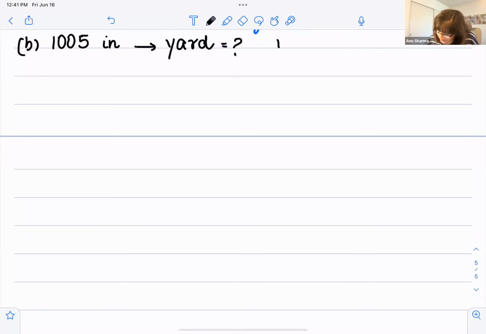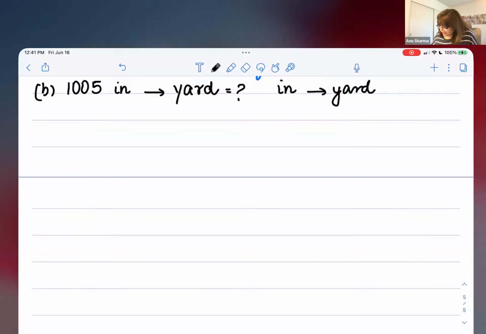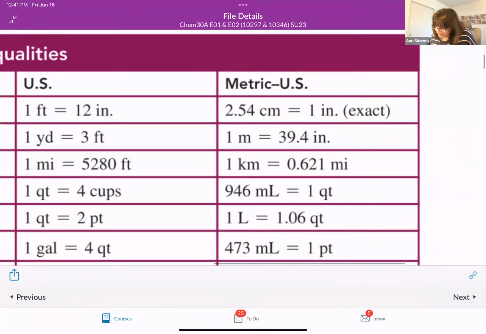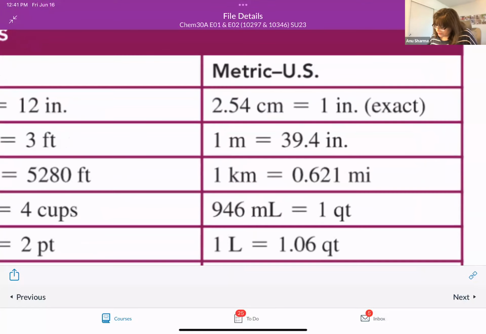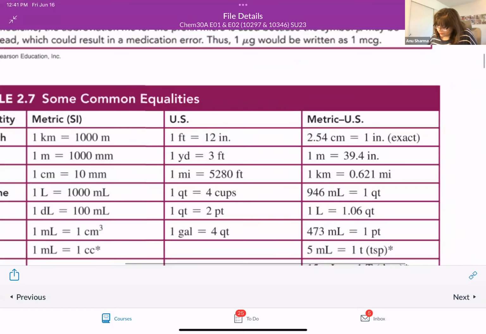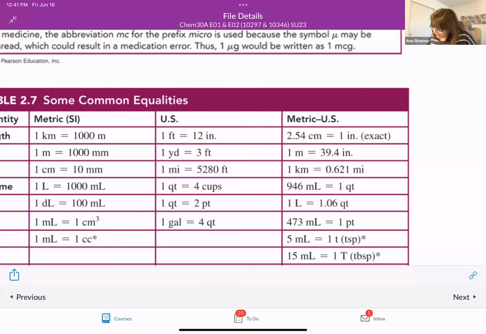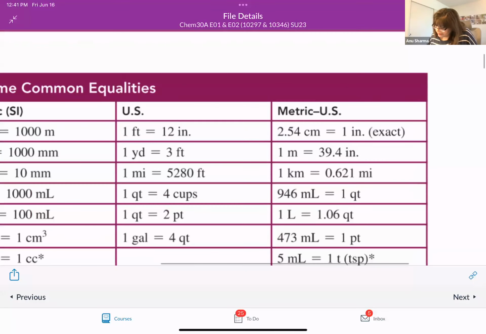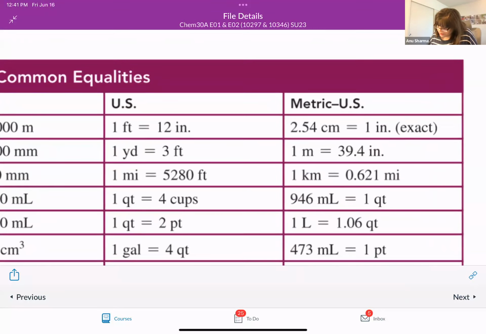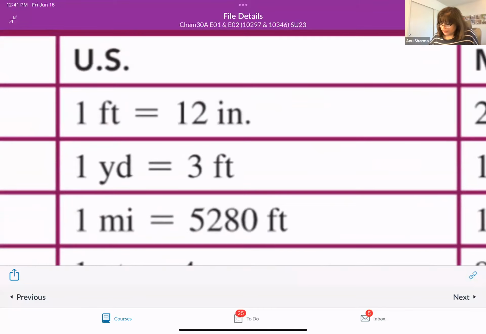So inches to yard. Is there a direct conversion? Look on the table. If there is no direct conversion given, which we see it is not, inches and yards are not. This is a unit of length, so we don't see this anywhere here. So what will you do? You're going to convert inches to feet, and then feet to yard, right?